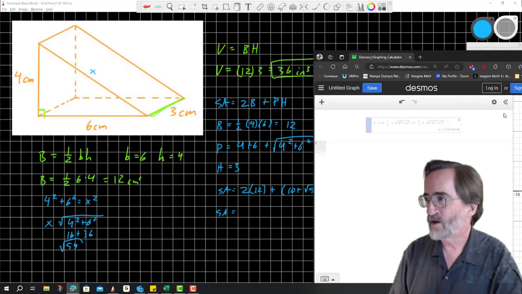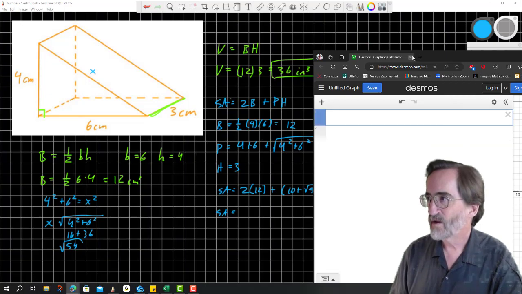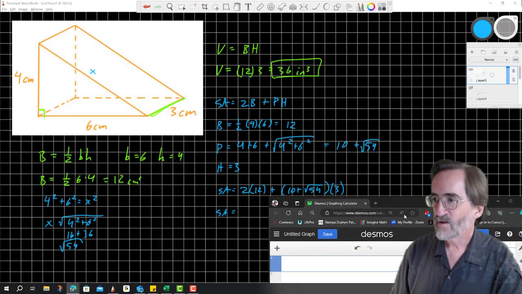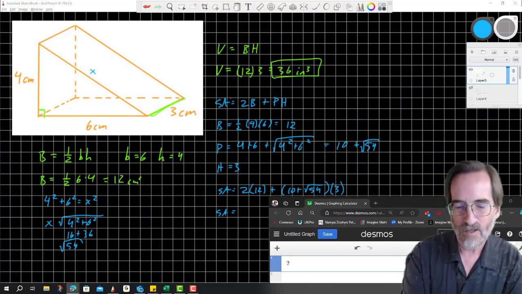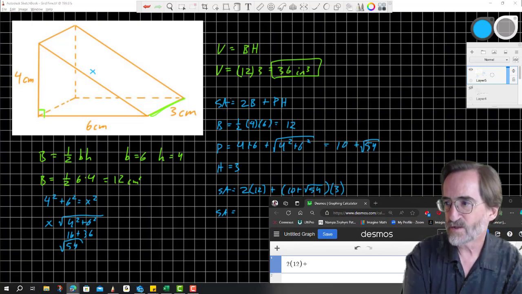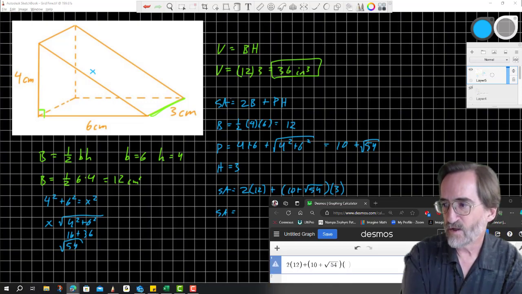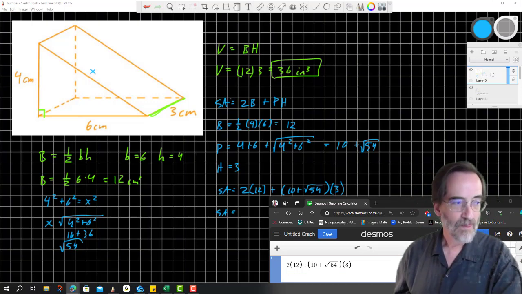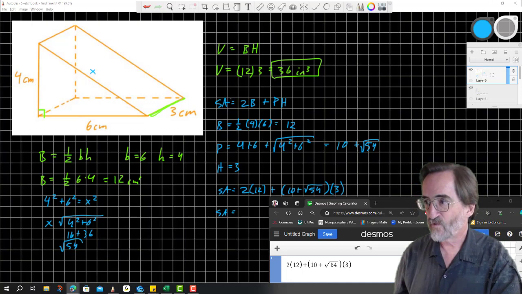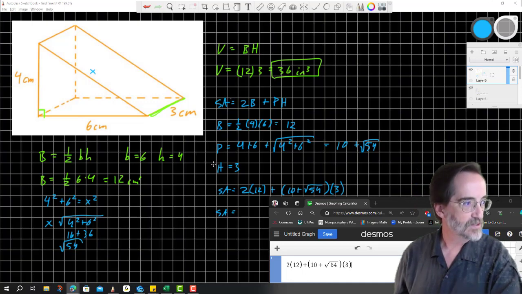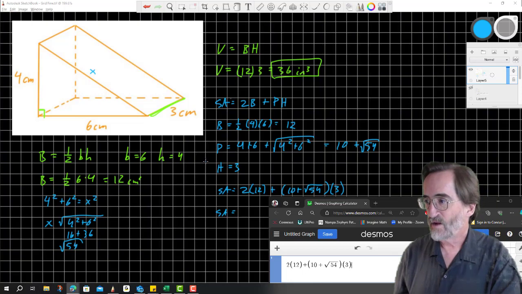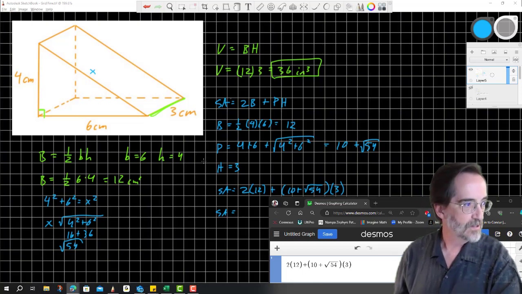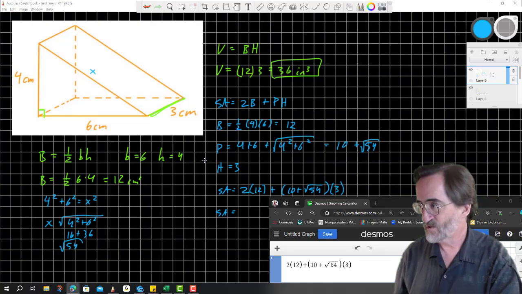Okay, get rid of that here. All right. So we're going to do 2 times 12 plus parentheses 10 plus square root 54. Close the parentheses, times 3. Okay? And it looks like 76.045. Okay? And I'm going to pause for a moment here because that's not exactly the answer on the key.